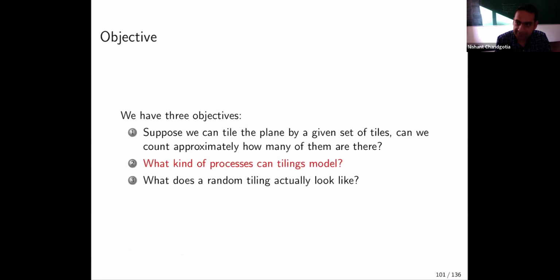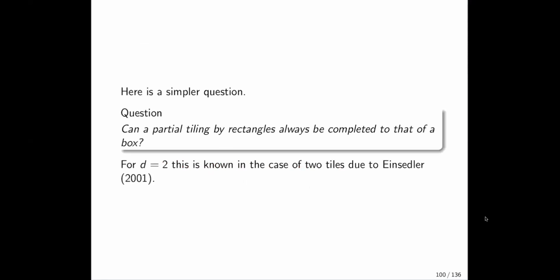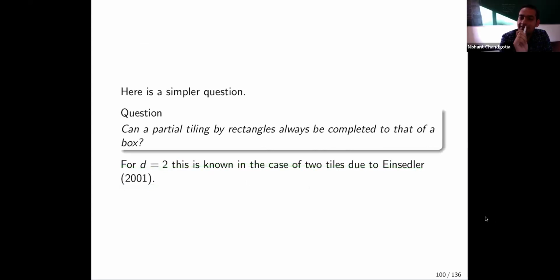So this was about the first objective. Now let's talk about the second. Nishant, is that like some kind of Hall's marriage kind of thing? Because it sounds somewhat like Latin squares, filling up, that kind of stuff. But it probably would be much harder.